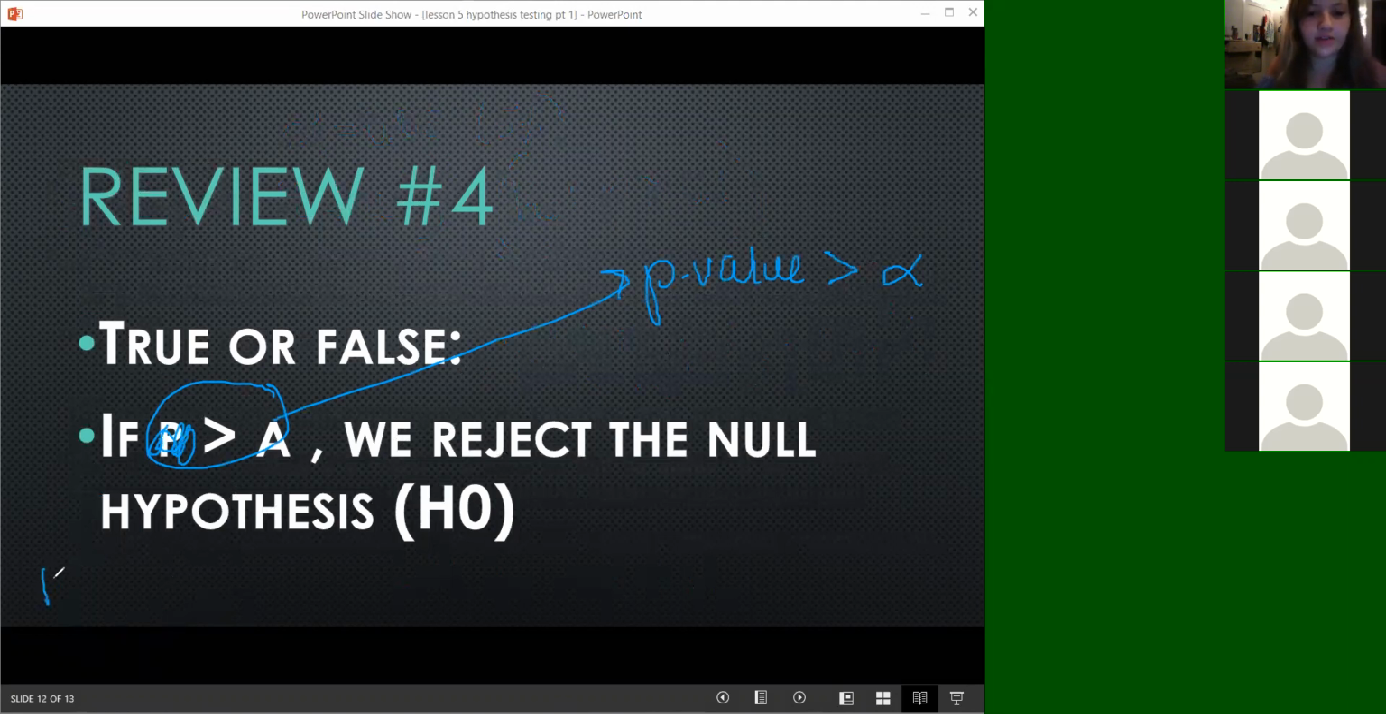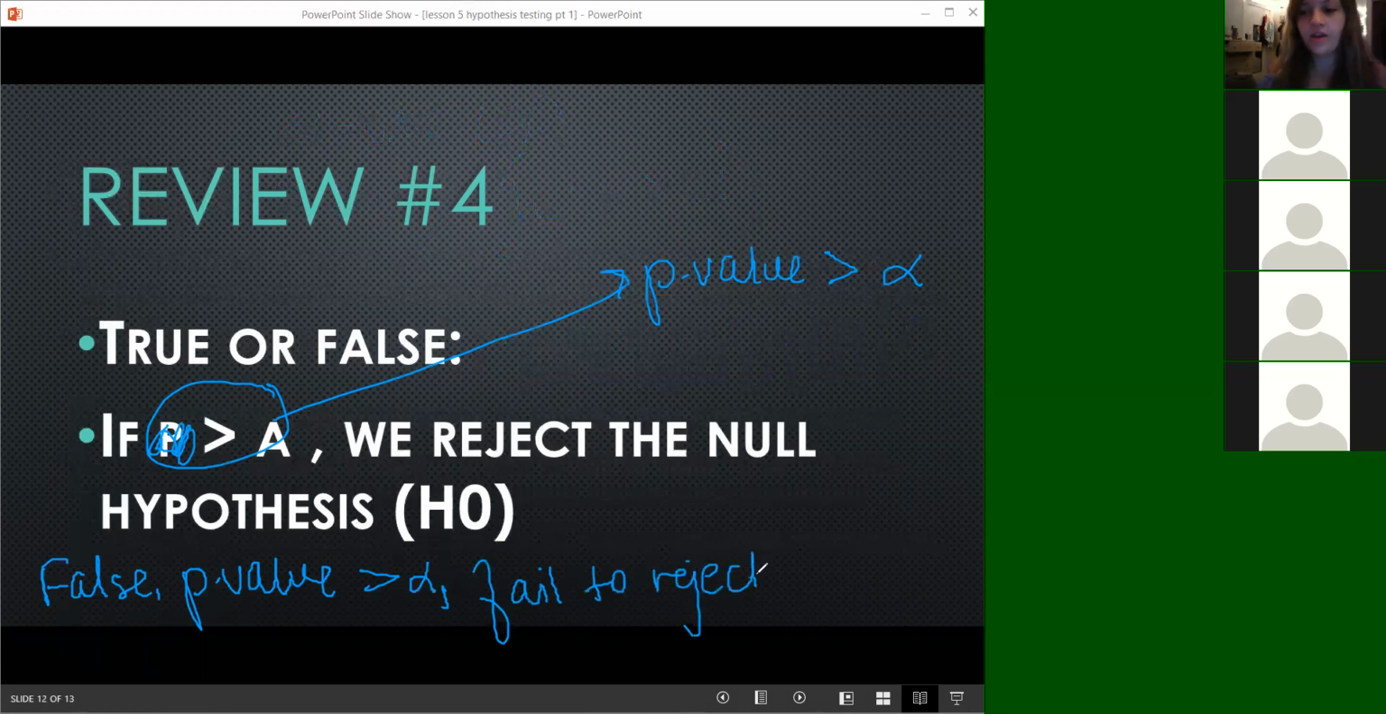Yep, great job. So this is false, because if our p-value is greater than alpha, we're actually going to fail to reject. If you remember from the last problem, our p-value was 0.25, which was greater than our alpha of 0.05. So that's why we failed to reject our null hypothesis. Good job, you guys definitely understood that one.